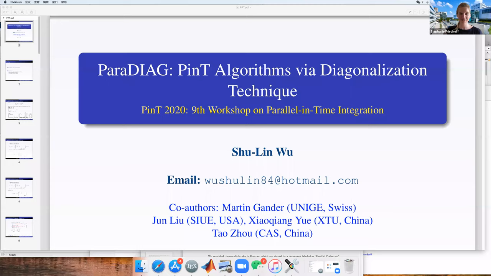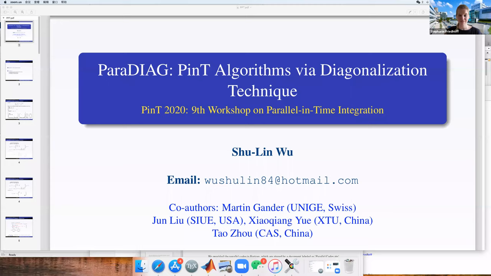I will talk about some PinT algorithms by the diagonalization technique. This work is co-authored with Martin Gander from Geneva University and Liu Jun from USA and two Chinese cooperators. I will talk about two ParaDIAG algorithms.